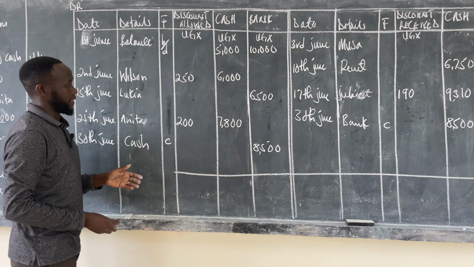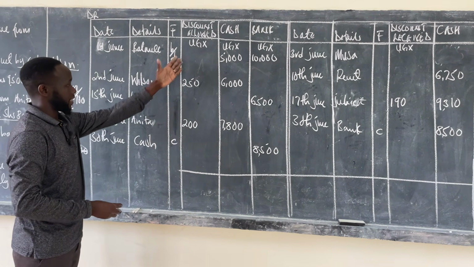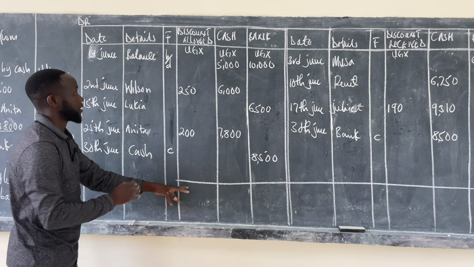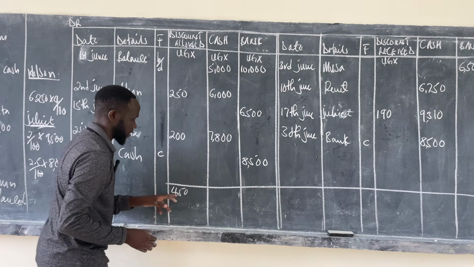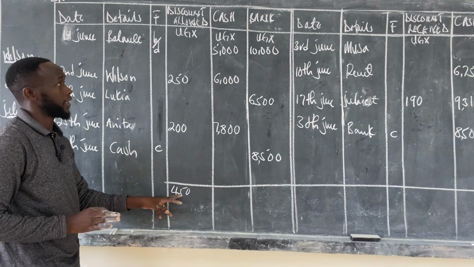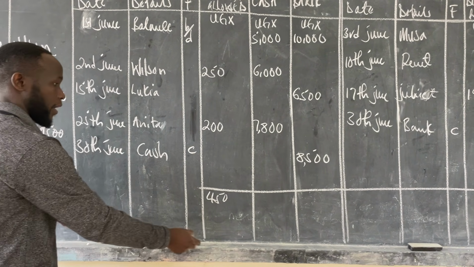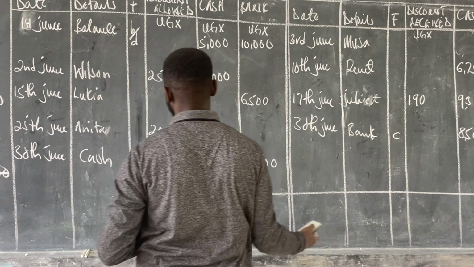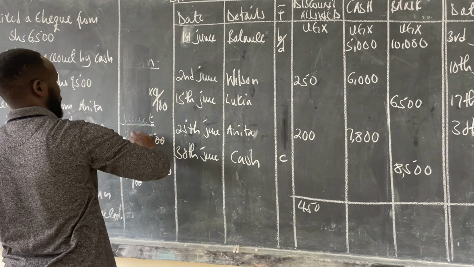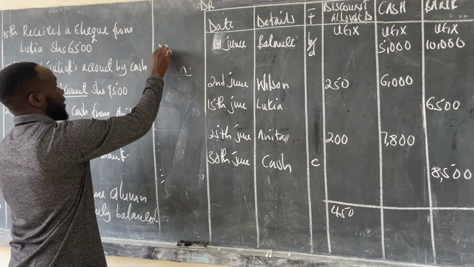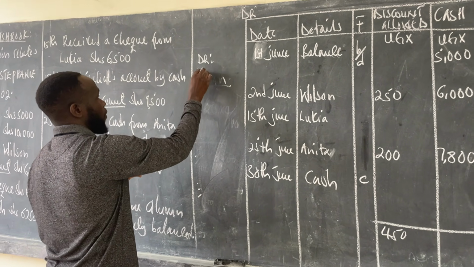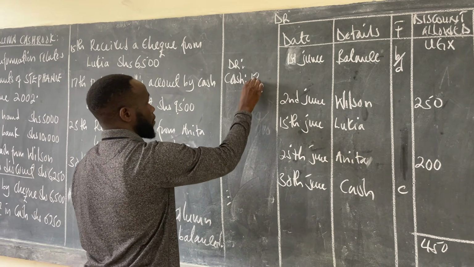So when you look at this, for discount, just add this total and put it here. Leave it at that. When you add 250 plus 200, you get 450 shillings. Leave it at this. Don't continue anywhere. Now, get me the total of cash on the debit. It's 18,800. This is DR cash. How much? 18,800.